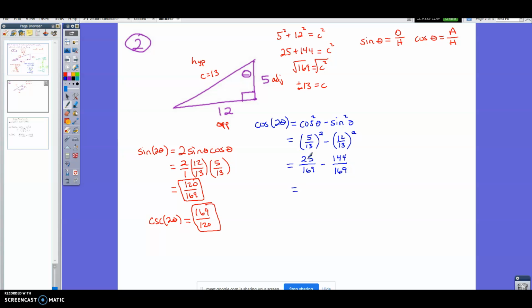So now we have fractions subtracting. We're going to take 25 and subtract 144, and we get negative 119. And then our denominator stays the same. Now the next easy one to find is going to be our secant of 2 theta, since we already know cosine. It's just the reciprocal. So we flip it.